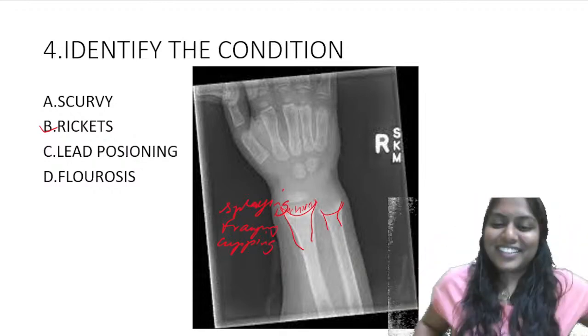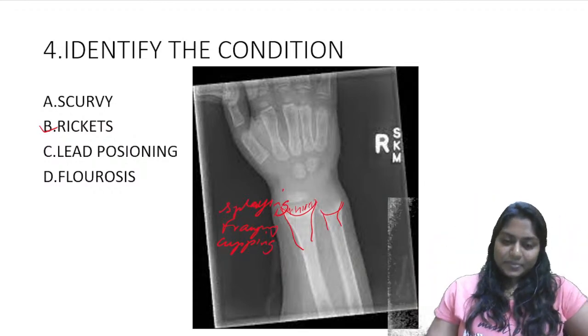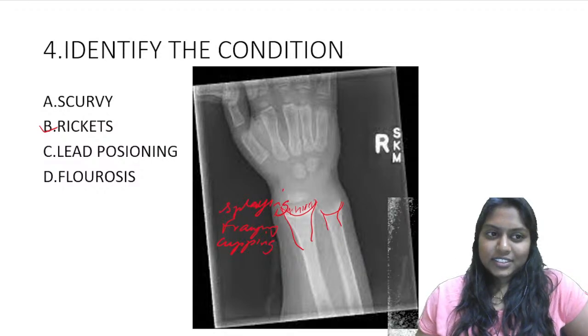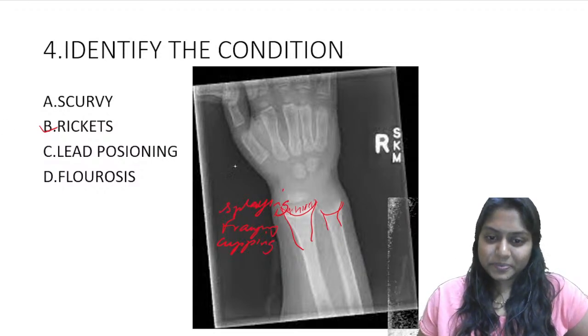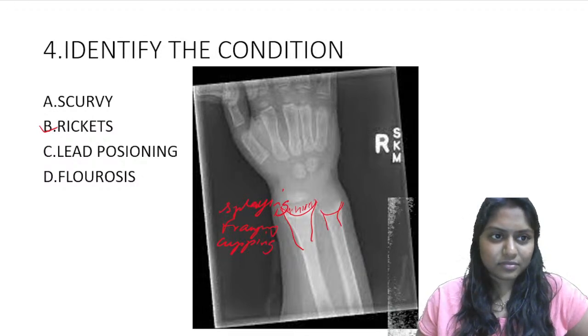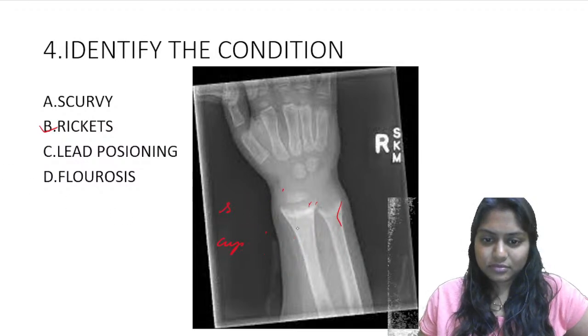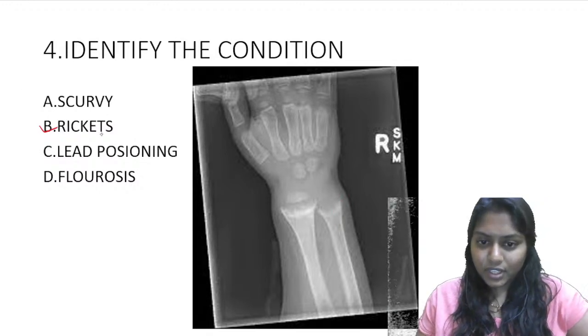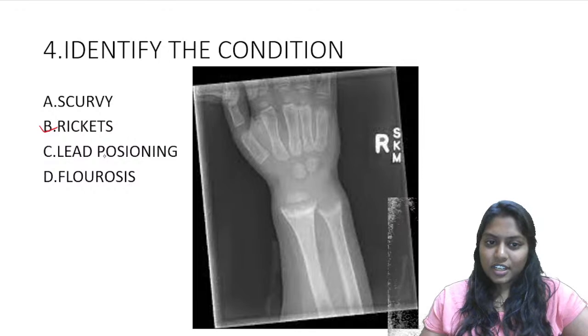You say something related to identify the condition. You proceed ahead from here only, and I will come to know what it is. You proceed normally. Identify the condition: scurvy, rickets, lead poisoning, and fluorosis.